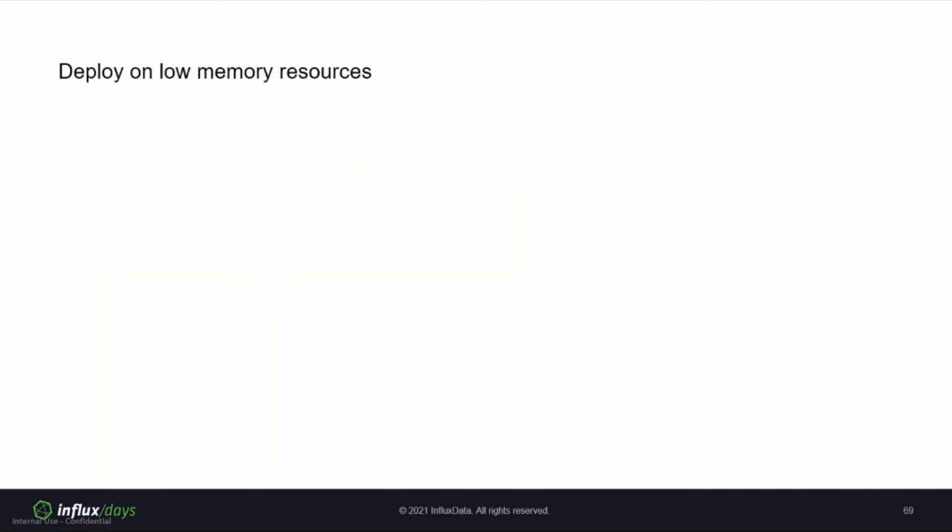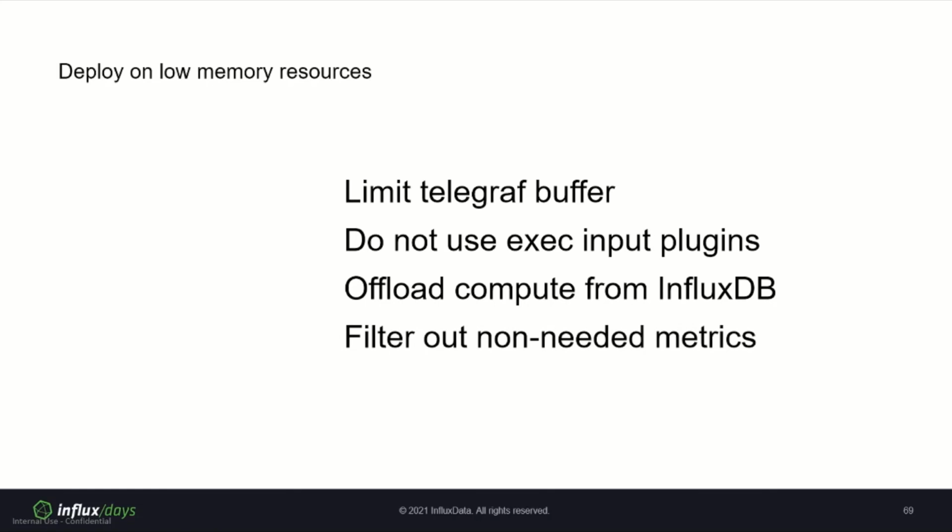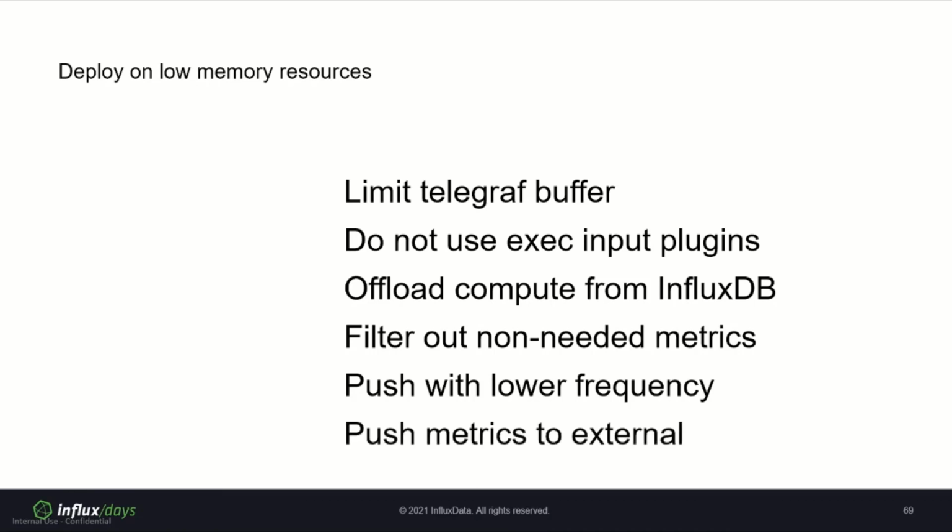In this section, I showed you how we were able to control memory resources in the InfluxDB monitoring stack by using techniques like limiting the Telegraf buffer, avoiding the exec input plugin in Telegraf, offloading compute out of InfluxDB, filtering out all non-needed metrics, sending metrics with as low frequency as you can to satisfy your requirements, and pushing metrics to external monitoring directly from Telegraf.